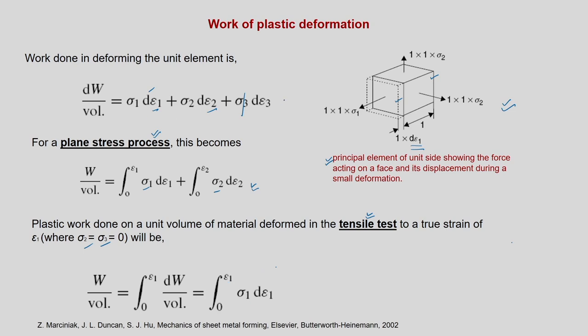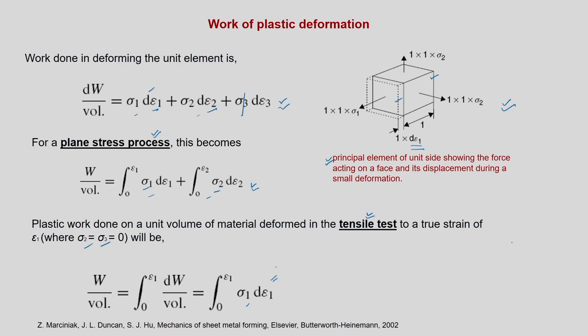So, this is for a general principal element, the work done for deforming that element, and you can reduce the problem to a plane stress problem, where 1 and 2 will exist. If it is uniaxial, only 1 is going to exist. And we all know that this integral is nothing but the area under the true stress strain behavior. Similarly, you can imagine the area under this one also, together. Then it becomes the work done per unit volume in a plane stress process. You will see the diagram now.